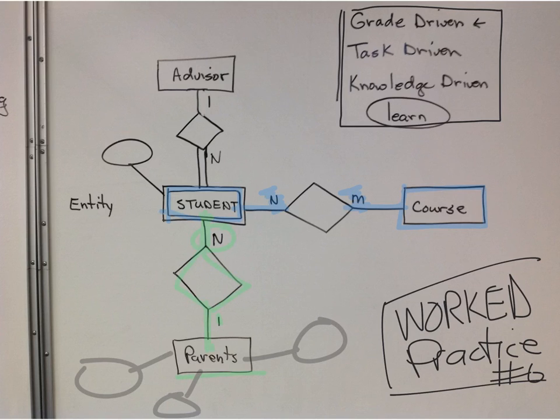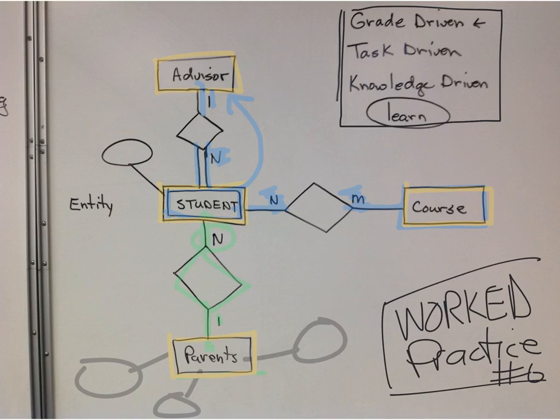We'll mark it in yellow, so we have an entity. Let me back that up. We have an entity in rectangle, students. We have an entity, courses. We have an entity, parents, and we have an entity, an advisor. Now, if you look at this, an advisor has a relationship with a student. One advisor can have many students. But each student, the way we have it set up, has only one advisor.